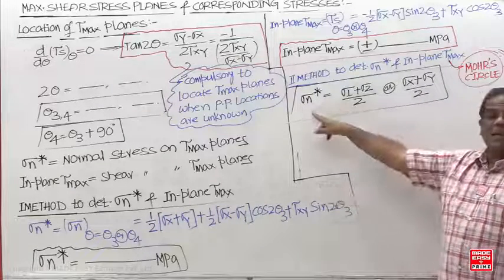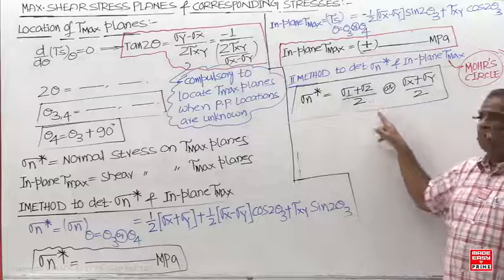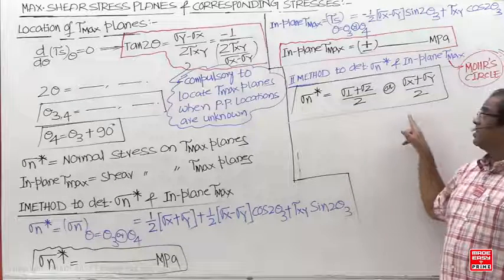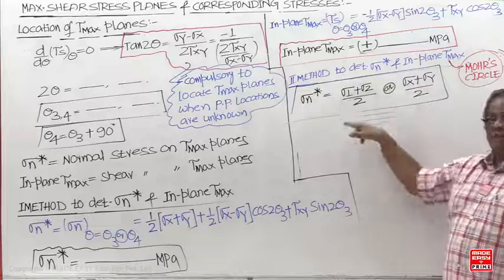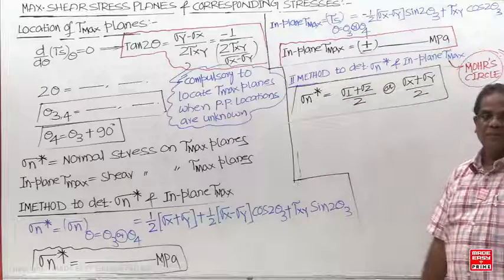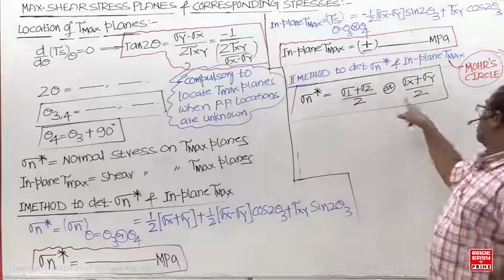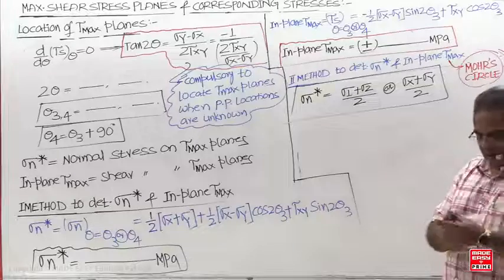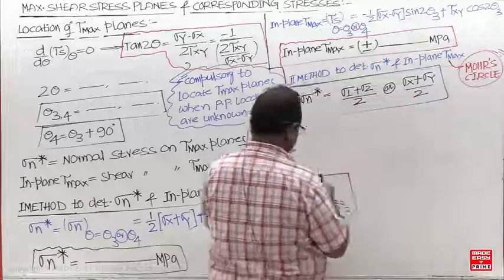The normal stress on the tau max plane is equal to half of the sum of the principal stresses, or half of the sum of the normal stresses on the x and y faces. Sir, how did we get it? This I am going to prove in the Mohr circle. Next.